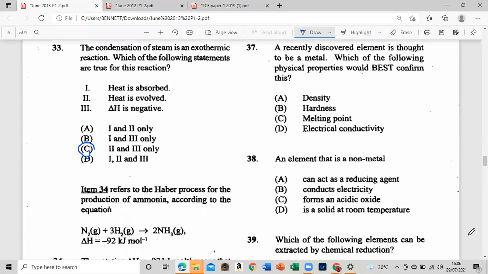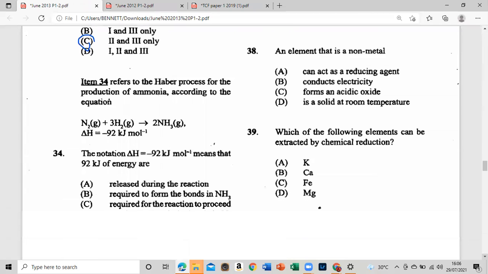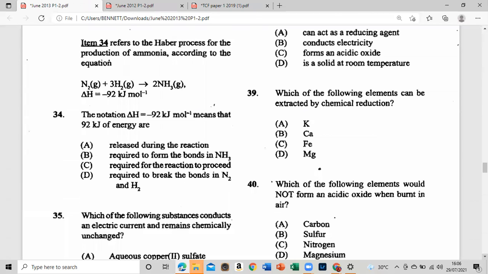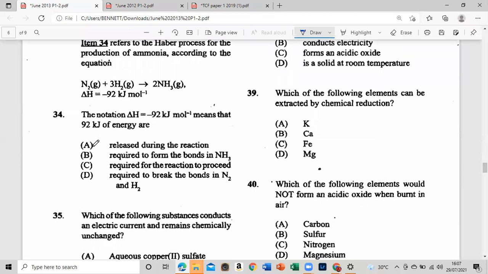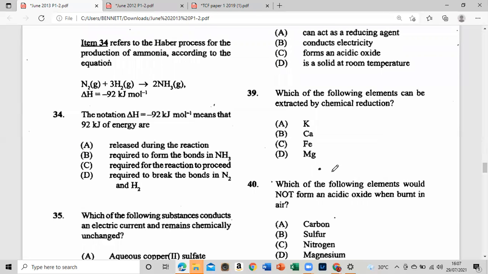Alright, 34 refers to the Haber process, the production of ammonia according to the equation. As I said, the notation joules per mole means that 92 joules of energy are released during the reaction. So that is B. 35.